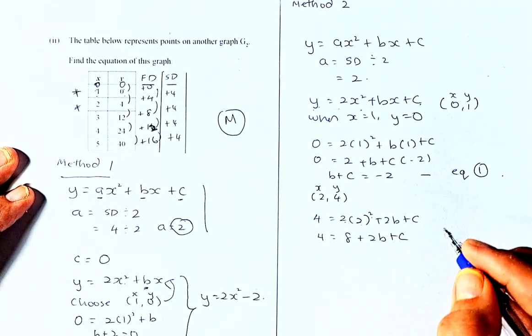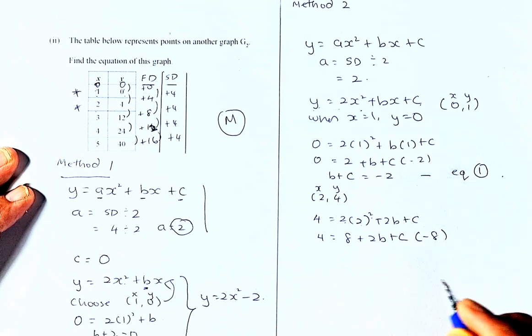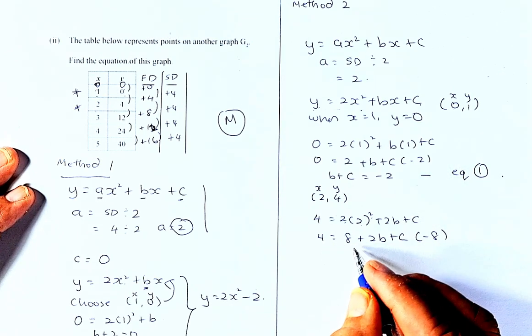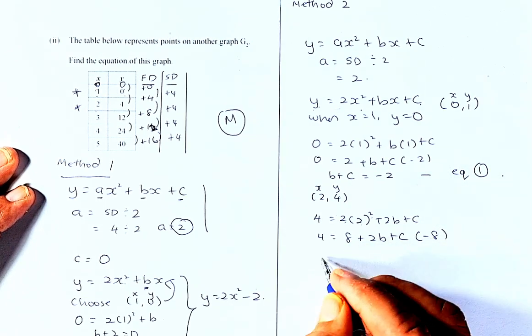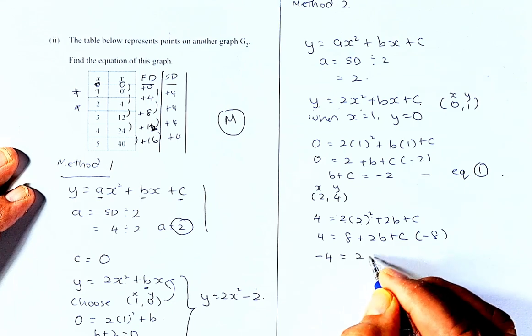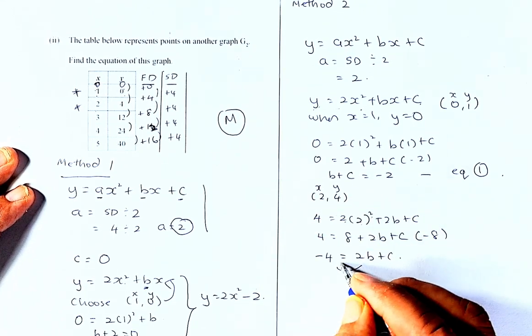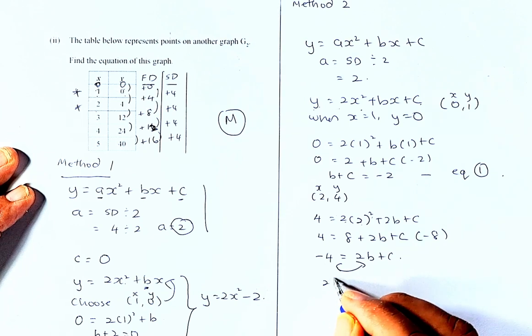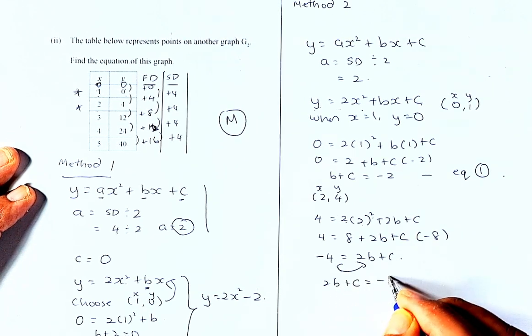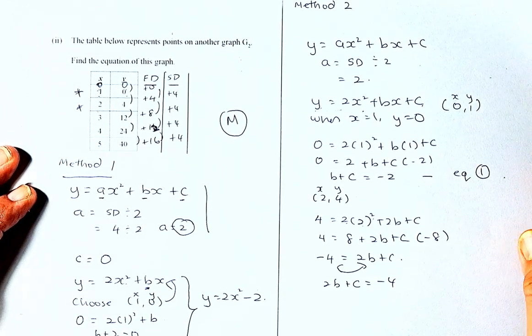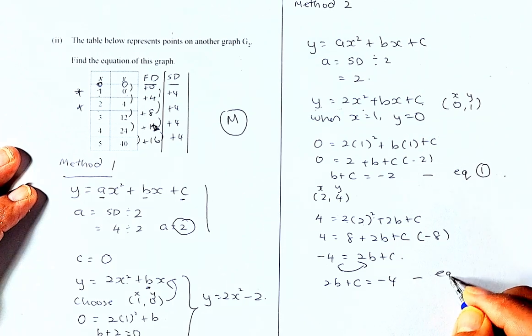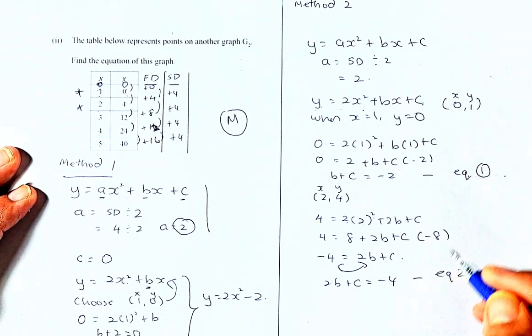Now, to make it simpler, we're going to minus 8 on both sides of the equation so that we can get rid of this 8. So 4 minus 8 is going to be -4 equals 2b plus c. So for the second equation, we're going to rearrange them. This goes that side and that goes the other side. 2b plus c equals -4. Okay, so now we have 2 equations. That is equation 2. So now we have equation 1 and equation 2.